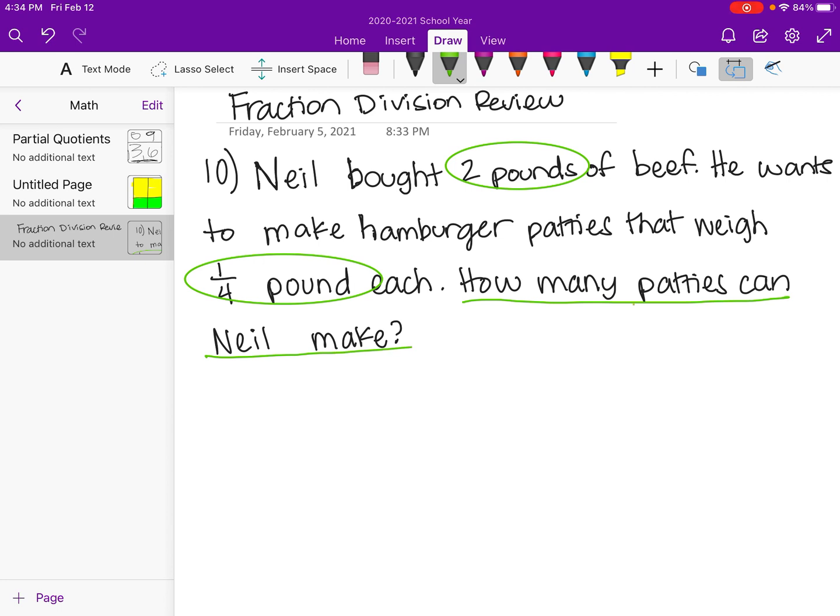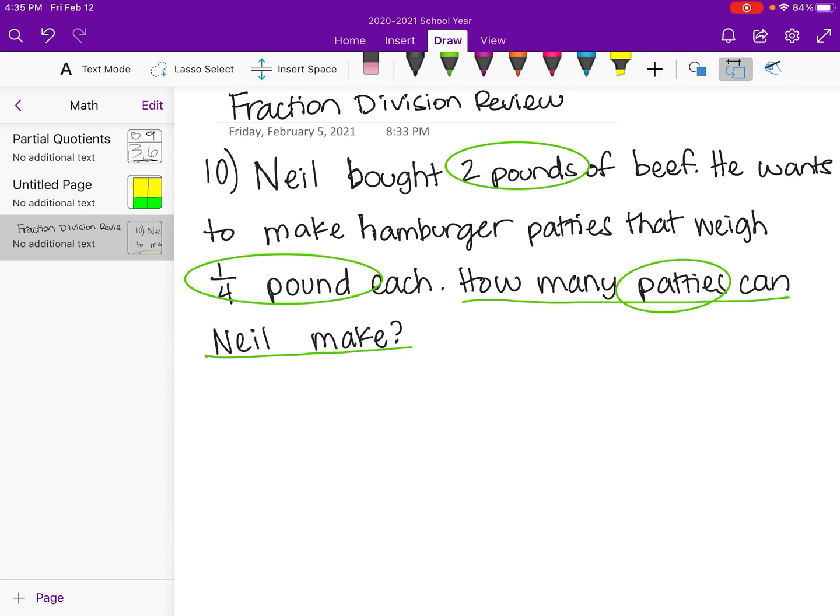So right here, it's actually telling me my units. I'm going to end up with a number of patties that Neil can make. So let's think about it. Would it make sense to do 1/4 divided by 2? Well, I have 1/4 of a pound, and I break it into 2 pieces. Wait a minute, that doesn't make sense, right? It doesn't make sense to have 1/4 of a pound and break it into 2 pound pieces. That doesn't make any sense.